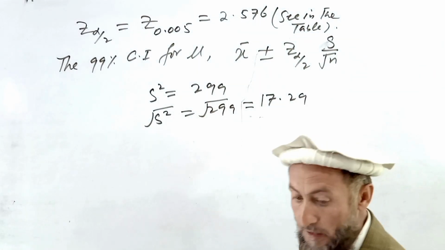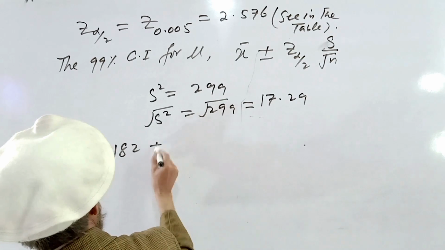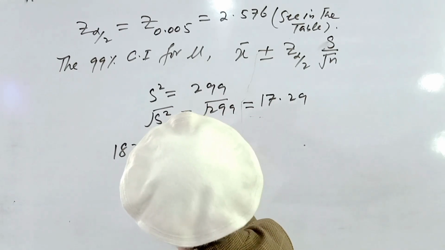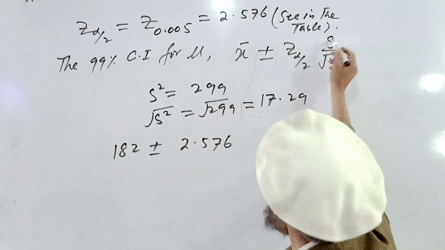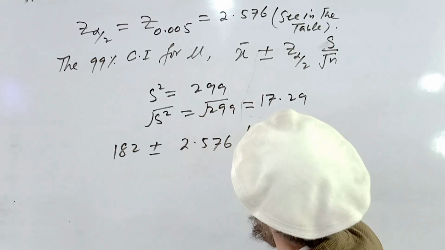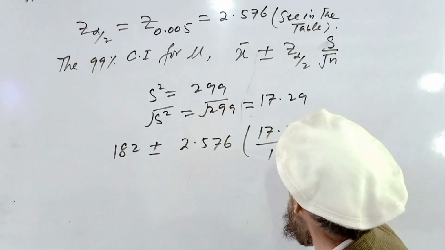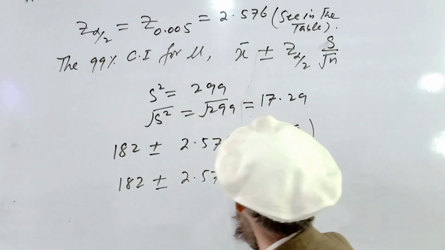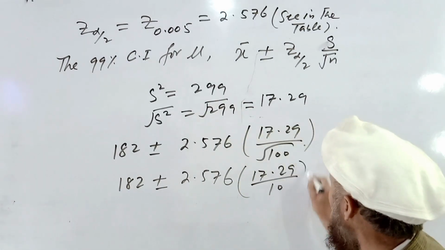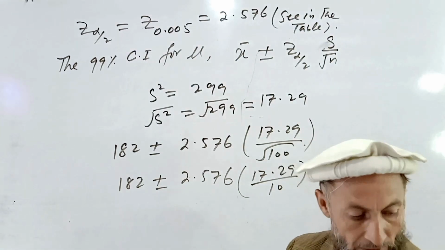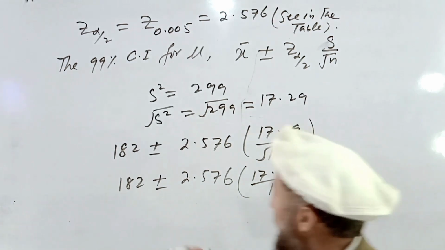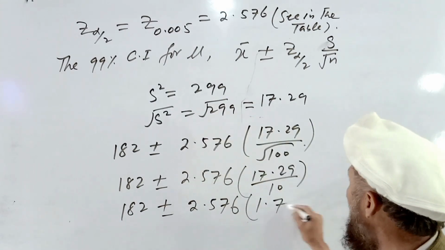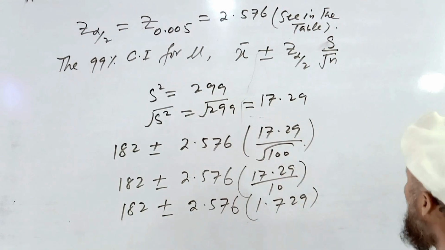X bar is already given, x bar is equal to 182, plus minus z alpha by 2, which we have already found: 2.576, and s is already known, s is 17.29, divided by square root of n, n is 100. So 182 plus minus 2.576 times 17.29 divided by 10, that is 182 plus minus 2.576 times 1.729, so we get the answer.